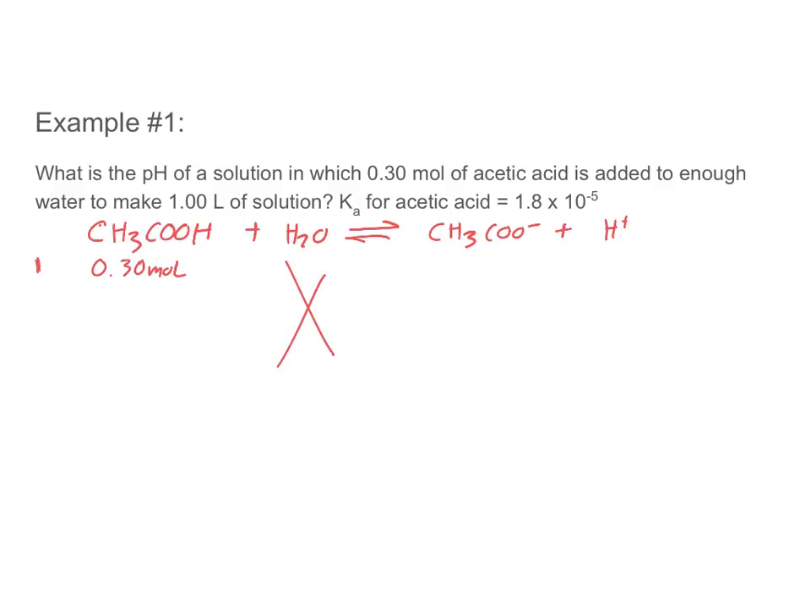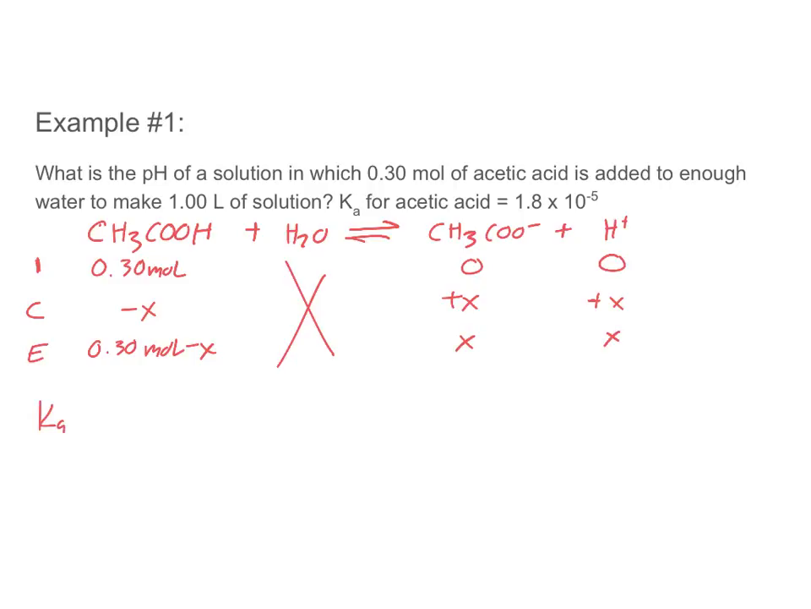Initially, I have 0 moles of acetate ion and 0 moles of the hydronium. In my C section, I'm taking X amount of moles away, adding X amount of moles, and adding X amount of moles. Then in my N section, I have 0.30 moles minus X, X, and X.